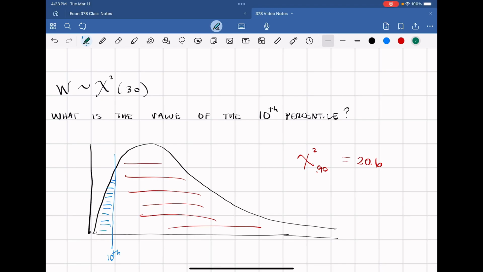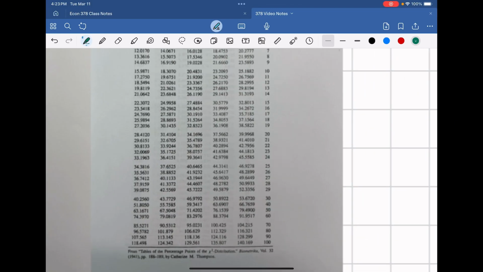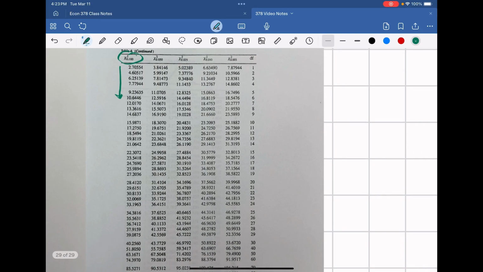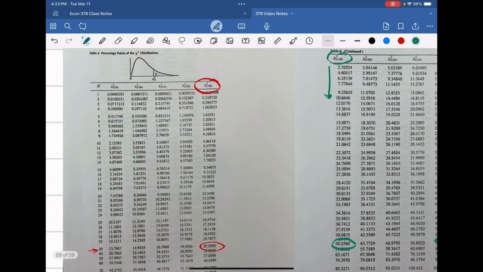Well, what if instead I wanted to find the value of the 90th percentile? Well, now that's going to be over here, the 90th percentile, such that 10% of the data is over here. So in that case, I'm going to look up a chi-squared of 0.10 with 30 degrees of freedom. So I come over to my tables here. And here is my chi-squared of 0.10. So I'm going to work my way down this column. I find 30 degrees of freedom, so I work my way left from this column, and there's where I get the value. So that's 40.25 or 40.26.